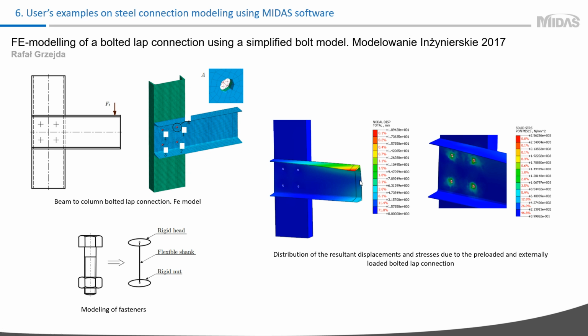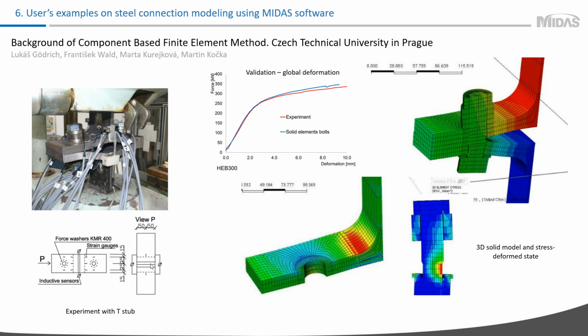In this example, a bolted lap connection was considered using a 3D solid model, but in this case the bolt was simplified by a beam element and rigid links. The author investigated the correspondence of this kind of modeling to design practice. In this example, a T-stub connection was investigated based on experimental test and a 3D solid model. Here contact interaction with friction and prestress effect was considered, and numerical results have good agreement with experiment, as you can see on the slide.